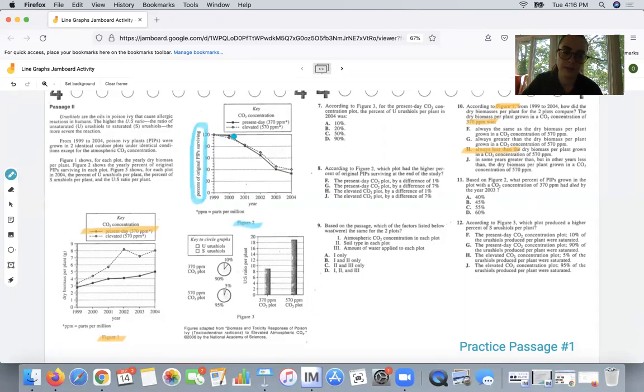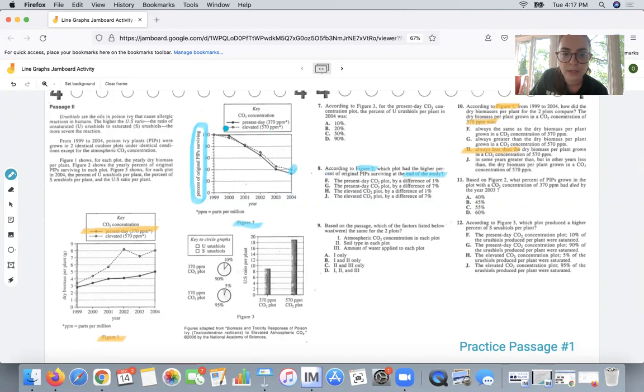Okay, so what percent was surviving each year? Let's see which ones have to do with figure 2. 7, no, that's figure 3. 8 asks about this one. 8, according to figure 2, which plot had the higher percent of original plants surviving at the end of the study? Okay, so we're looking at the end. Which one had more surviving? Our y-axis says surviving. Which one had more surviving? Looks like it's this dotted line. This one's higher at the end.